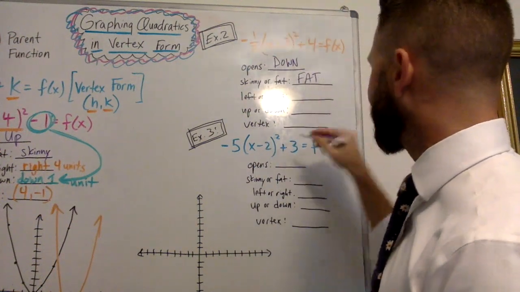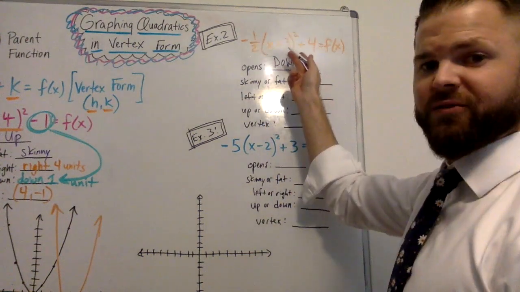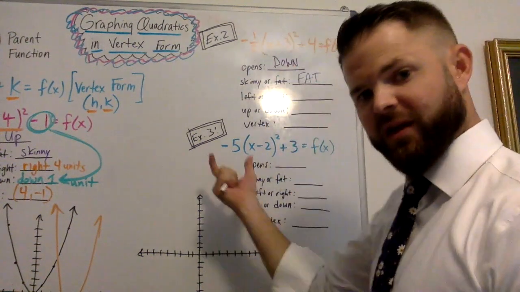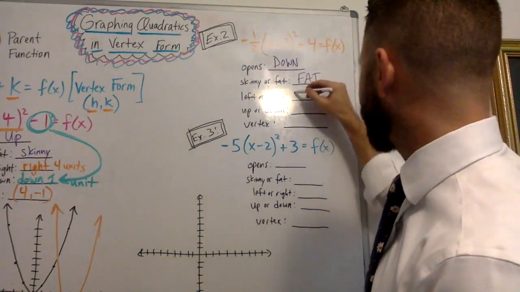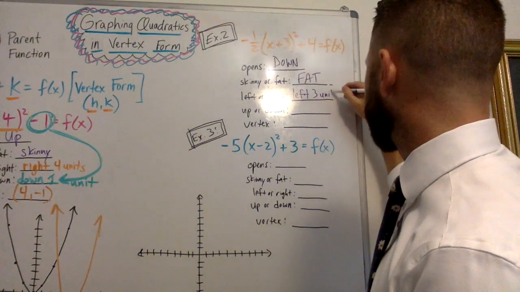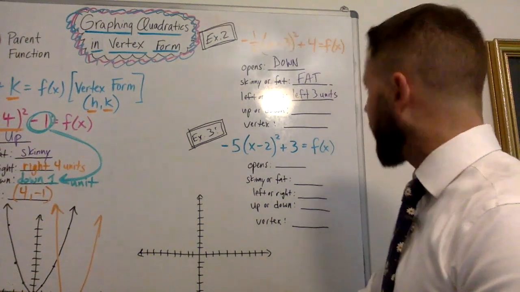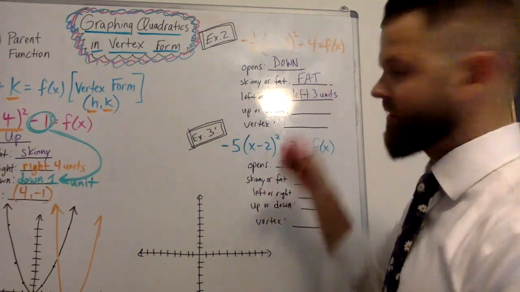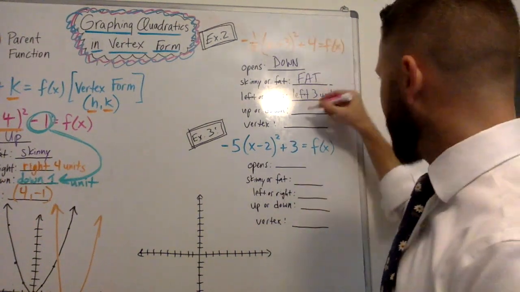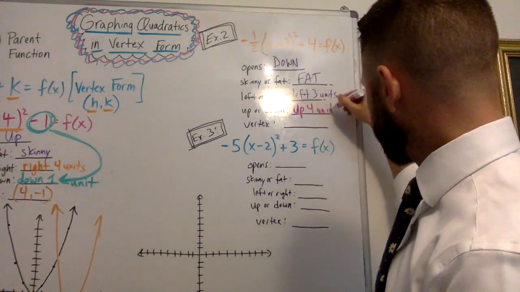Does it go left or right? What's in parentheses? That's a +3. So does it get shifted left or to the right? It gets shifted left. How many units? 3. Awesome. How about up or down? Does this thing get shifted up or down? Well, what's outside the parentheses over here? That's a +4. You know it. So it gets shifted up 4 units.